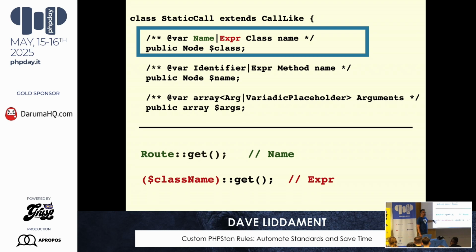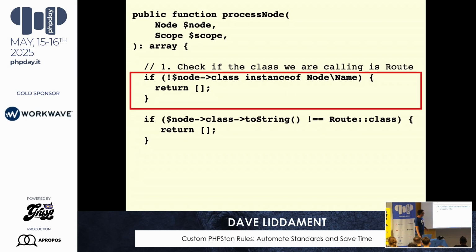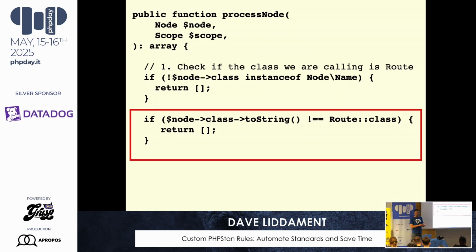And if you wanted to, you could make an expression. So this rule isn't going to be clever enough to work this out. If you had $class name equals Root, and then you call this, it's not going to find that, because we're just going to stick to this simple thing here. So we're saying if I'm not an instance of Name, then return an empty array. That means I'm not reporting any issues. Otherwise, we know that it is an instance of Name.